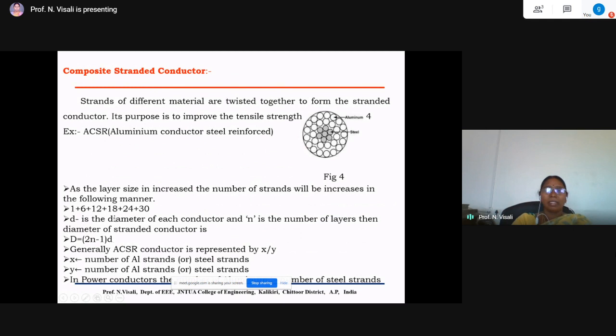These conductors are generally represented in the standard form X by Y, where X is the number of aluminum strands and Y is the number of steel strands. For power conductors, this X by Y ratio can be greater than 1 or less than 1. That means aluminum strands are more or steel strands are fewer. Depending upon the requirement, they decide the number of layers and the number of conductors.